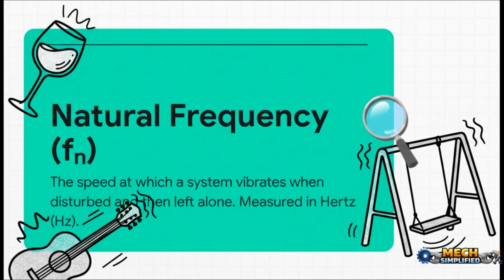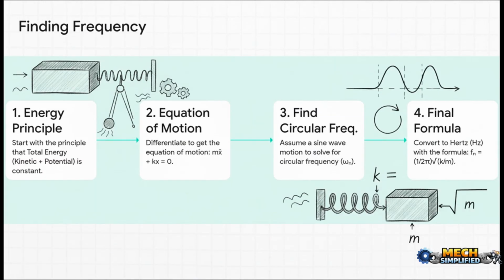If you give a swing a single push and let it go, the rate it swings at is its natural frequency. If you tap a wine glass and listen to it ring, that sound is its natural frequency. It's like every object has its own favorite beat. So how do we figure out what that beat is? Well, the math all boils down to that one surprisingly simple formula at the end.